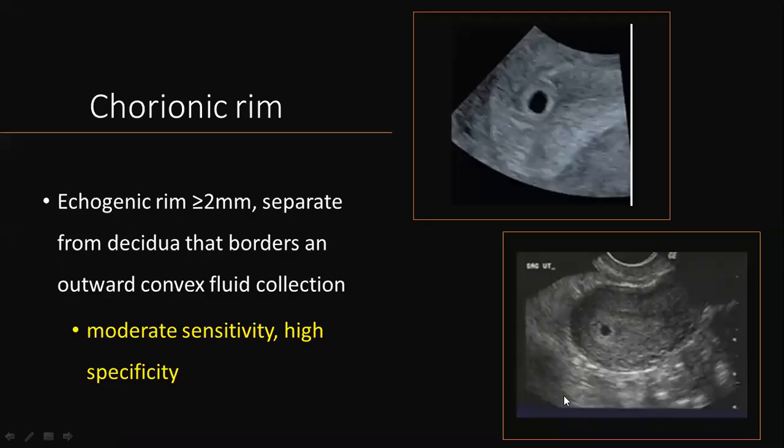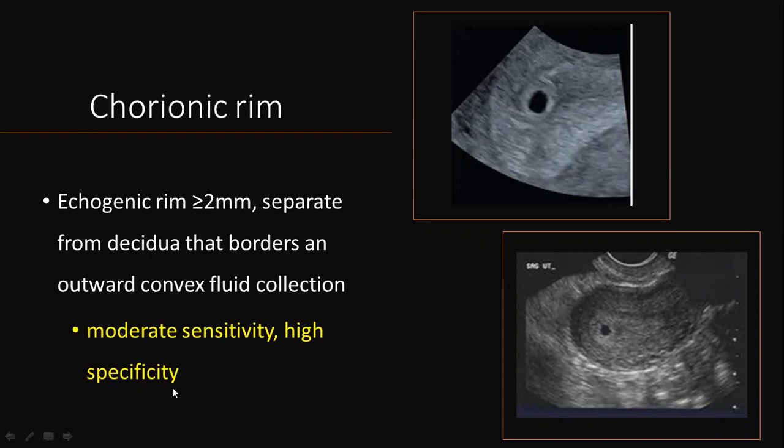The next sign which we see on ultrasound is what we call a chorionic ring. This is just an echogenic ring around our gestational sac, which is from the chorionic tissue. So it's usually greater than 2 millimeters thick. You also note that when we are talking about early pregnancy failure, a thin rim has poor predictive value.